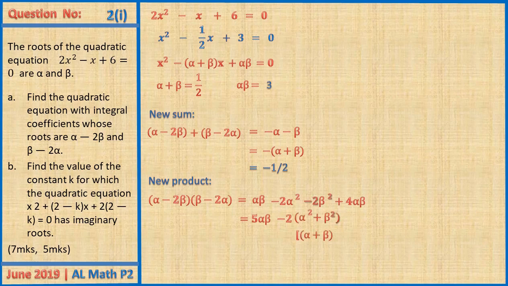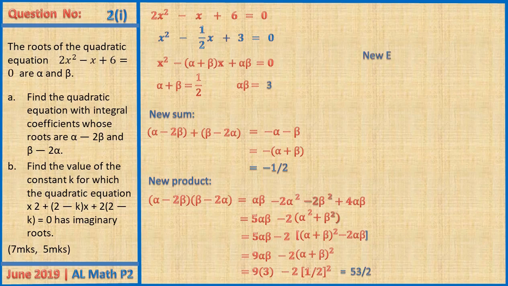But we know that alpha squared plus beta squared can be written as (alpha plus beta) all squared minus 2 alpha beta. So writing out the other terms, we have 5 alpha beta minus 2 into all of that. So this gives us 9 alpha beta minus 2 into (alpha plus beta) all squared, and we put in the values that we obtained above and simplify to obtain 53 on 2 as our new product.